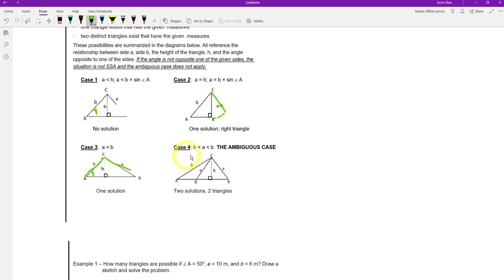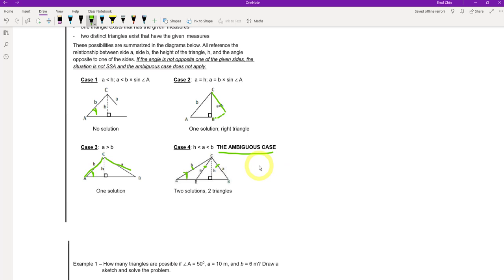Now here's the ambiguous case, right? Here's your SSA. Here's your A, you know this angle, you know this side, and you know this side. But notice that this side and this side are the exact same. So you don't know, it's like the story about the door, it's too long. So you don't know if you install the door, it won't close on this side. If you install the door on the inside, it won't close on this side. So you get what's called the ambiguous case.